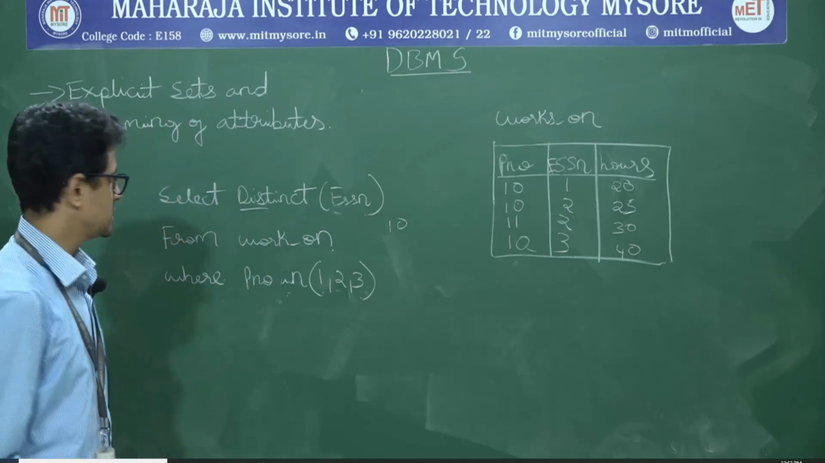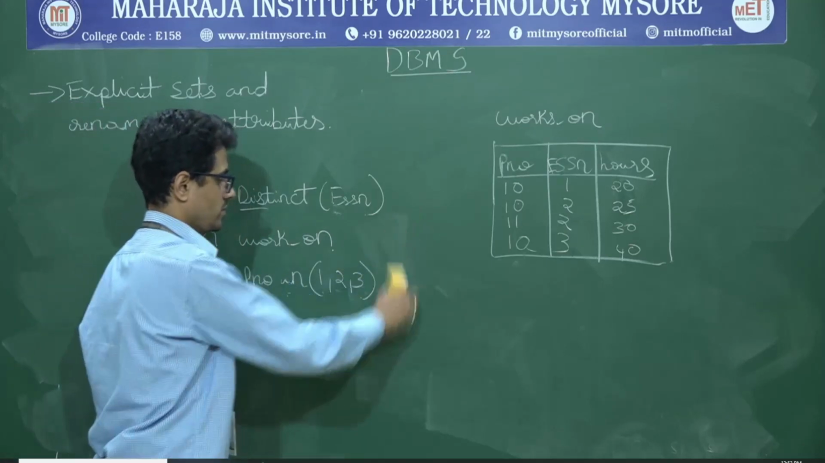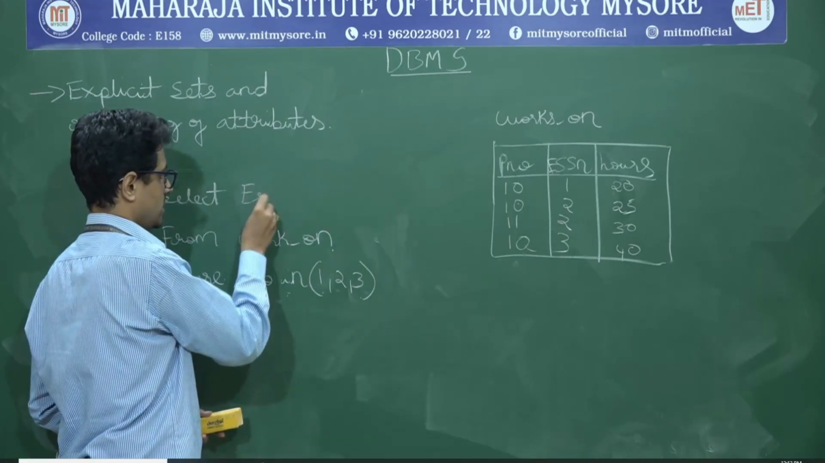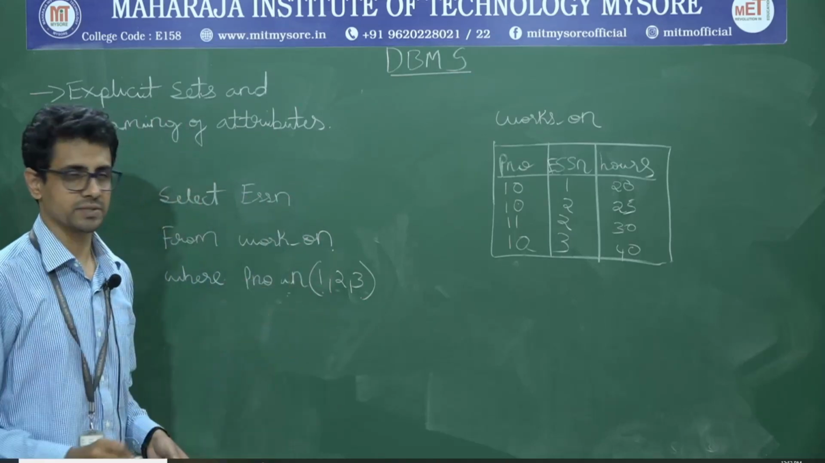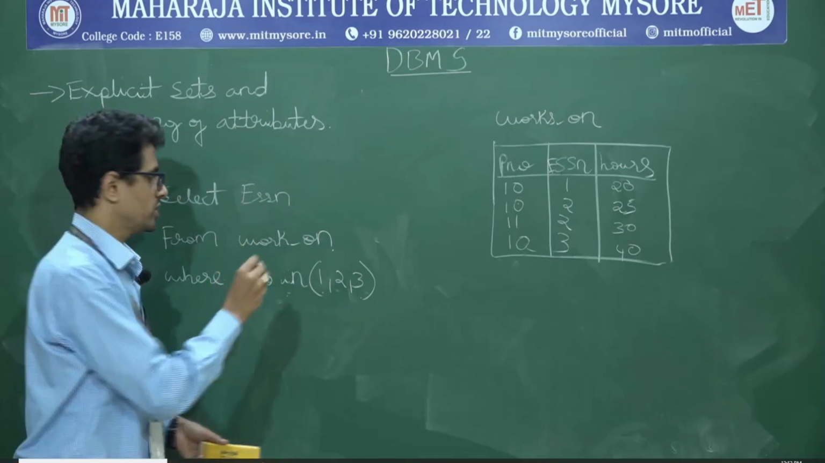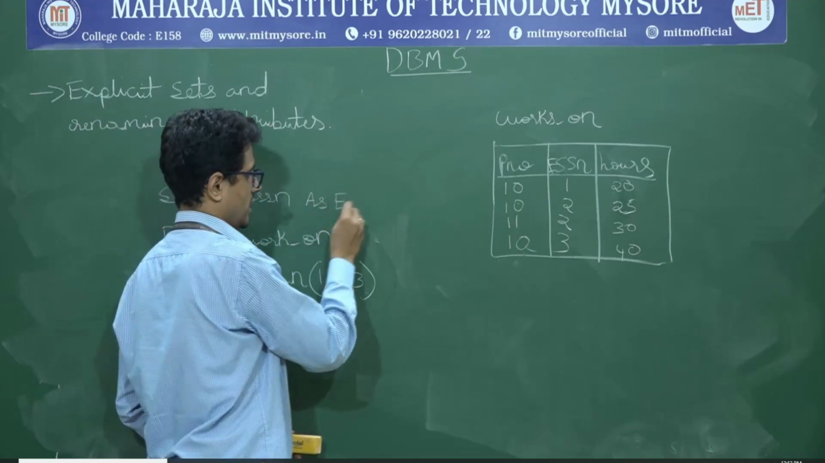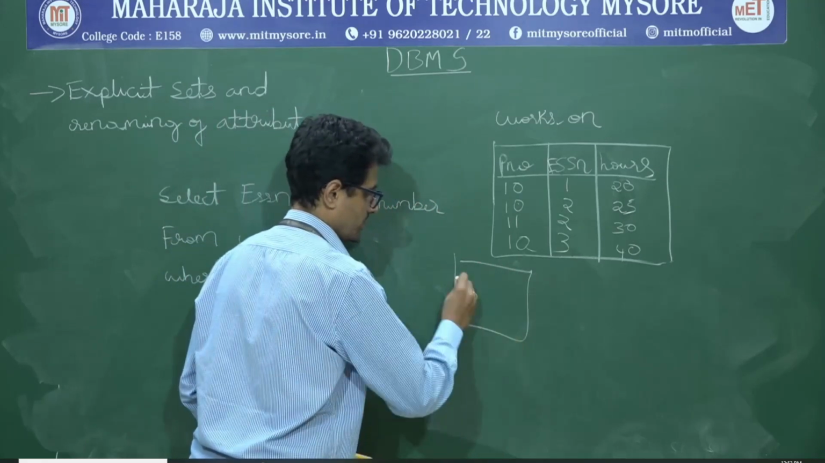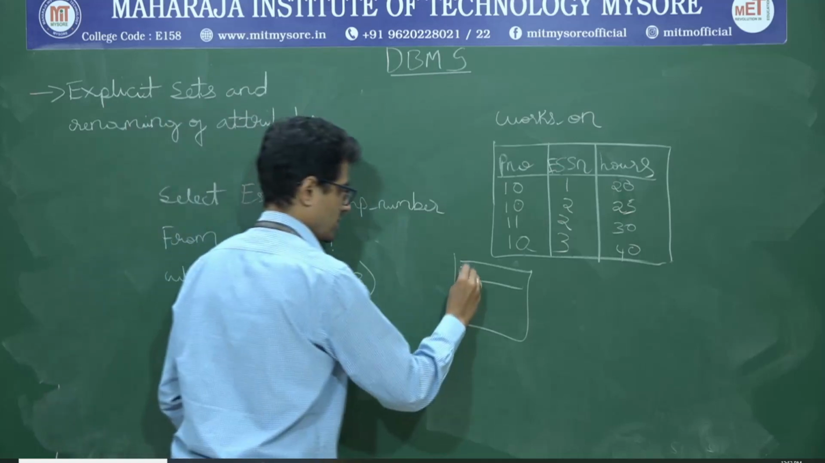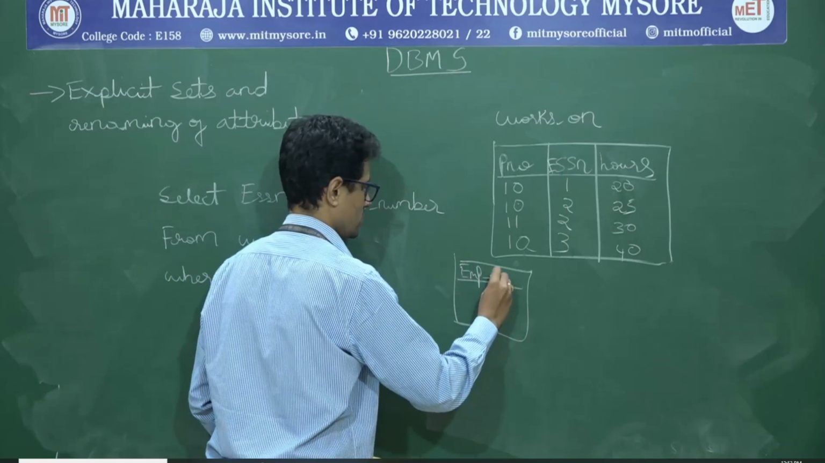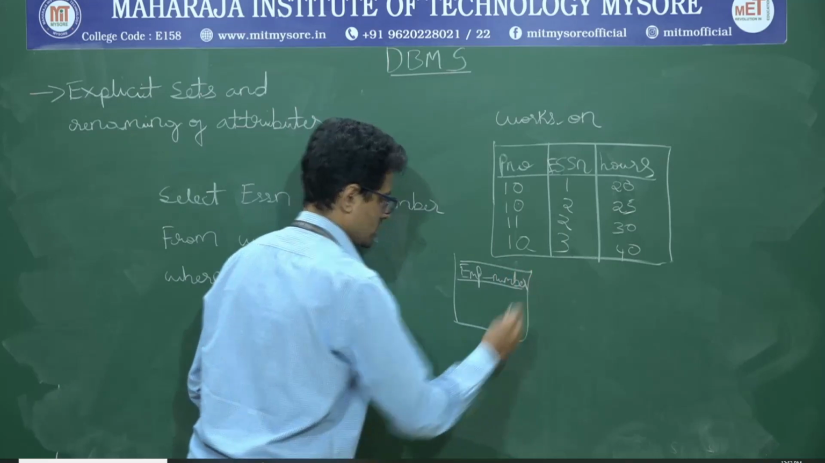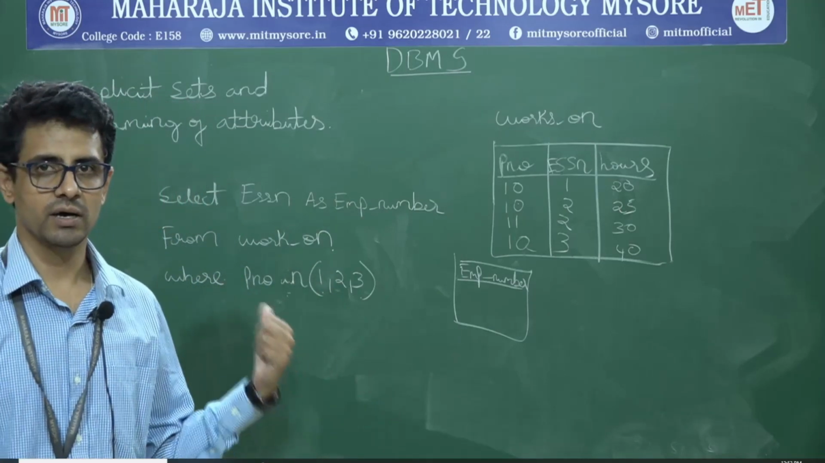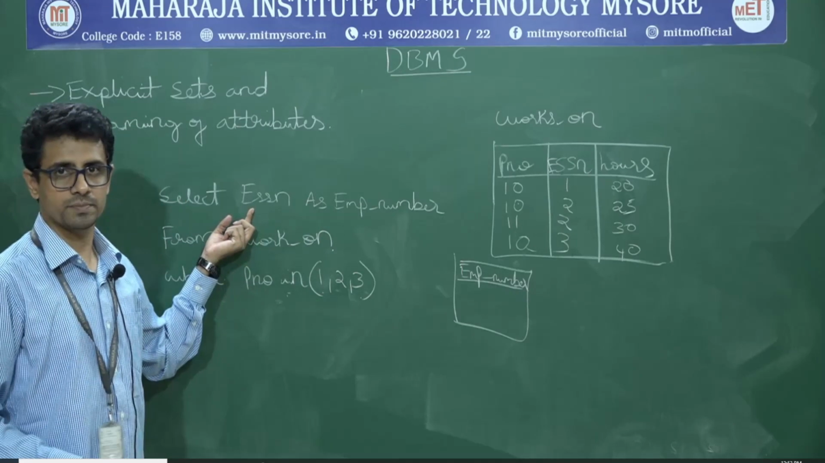Now what is the rename operator? Say for example, I am finding out something: select ESSN from some table, from some condition, and if I want to rename this output attribute ESSN as employee number, something like this. So that is what I'll get in the output. I won't get ESSN, I'll get EMP underscore number. So if you want to rename an attribute which is pre-existing in the relation, then you can use the AS keyword in the select clause.